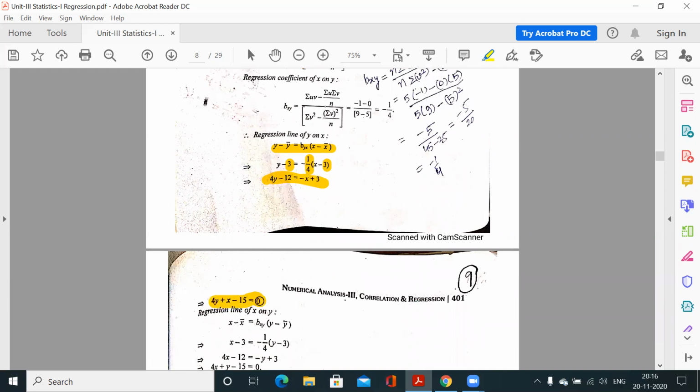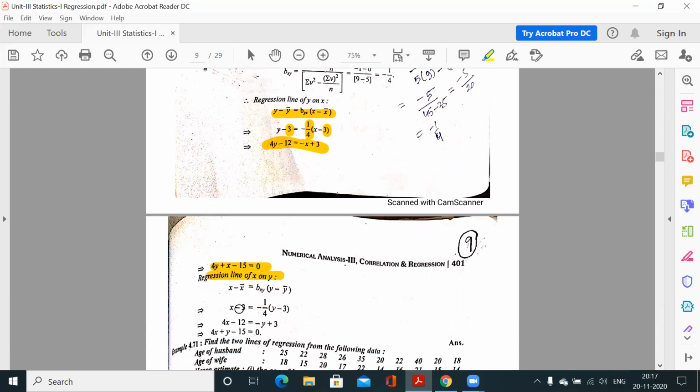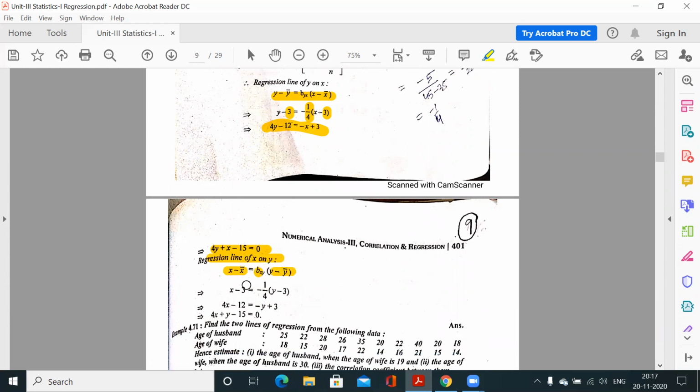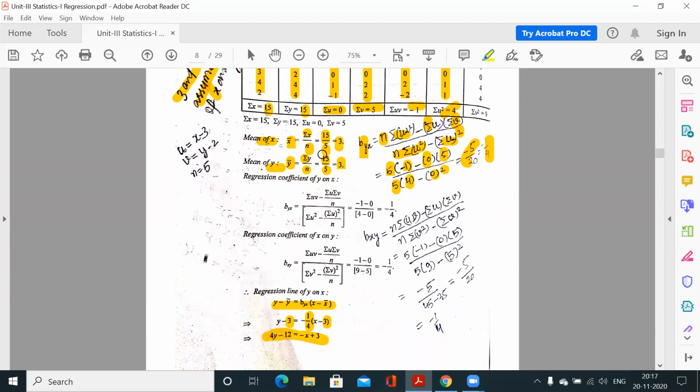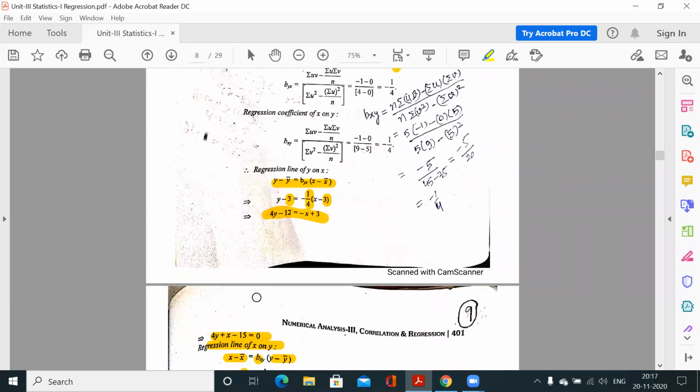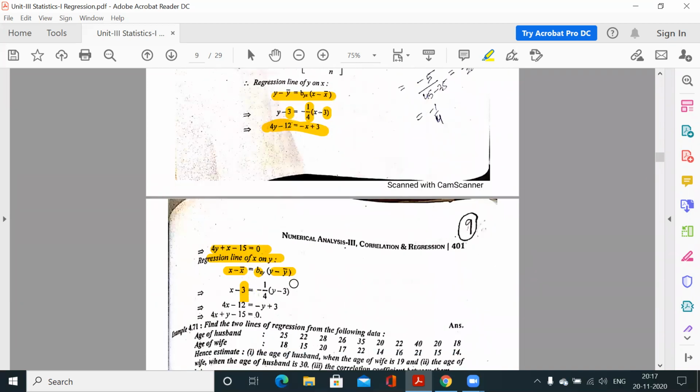Just simply writing it in the simplest form. Next, regression line of x on y. So x minus x bar equals b_xy into y minus y bar. So x bar is 3. Remember these are actual means. Do not write 2 here, because 3 and 2 we have assumed means for x and y, but the actual means are 3 and 3. So in the formula, these x bar, y bar are the actual means. So this is 3. Again b_xy.